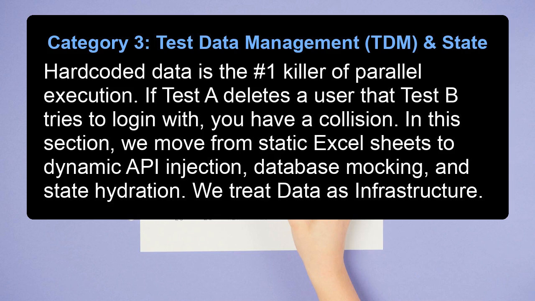Category 3, Test Data Management, TDM and State. Hard-coded data is the number one killer of parallel execution. If test A deletes a user that test B tries to log in with, you have a collision. In this section, we move from static Excel sheets to dynamic API injection, database mocking, and state hydration. We treat data as infrastructure.